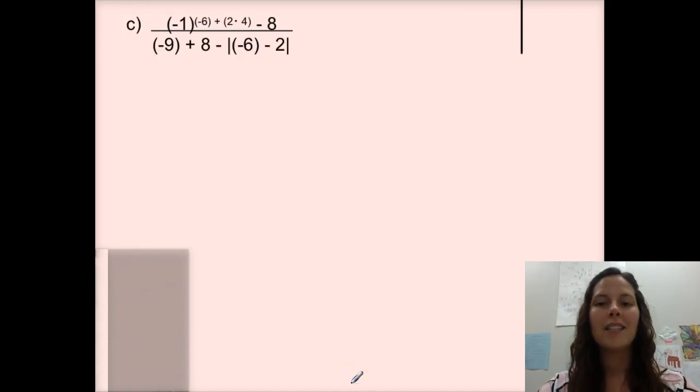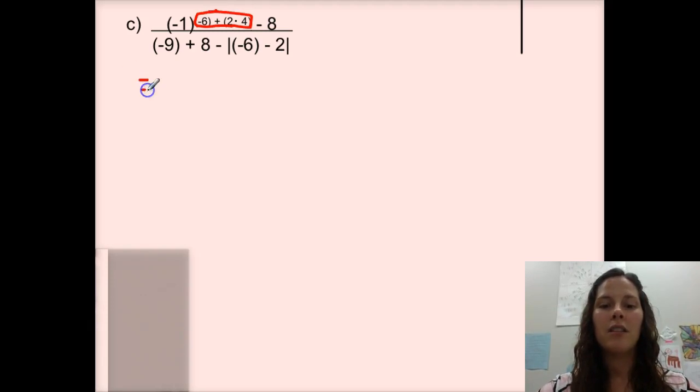One more example on this page. First thing that you need to realize, and it's kind of hard to tell, these numbers look a little bit smaller because they are an exponent. Exponents are also kind of a way to group the order of operations. All of this needs to be simplified before we raise our negative 1 to that power. So I'm going to start there. The negative 6 plus 2 times 4. So we'll need to do our multiplication first.